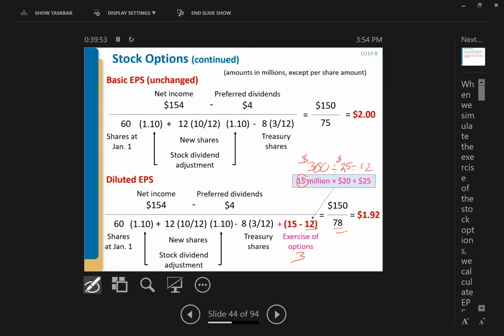Now, take note, because stock options and things like that are the only ones that don't impact the numerator. It only impacts the denominator. And we don't have to do any kind of weighting on that, because we make the assumption that those options were purchased at the beginning of the period, even though they weren't. This is all theoretical.